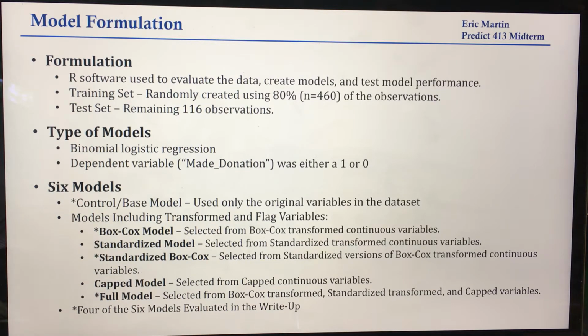A control-based model used only the original variables discussed above, and then the other 5 models used the dummy or indicator variables discussed from some of the papers, as well as transformation of the variables, including a Box-Cox transformation, a standardized transformation, a standardized version of the Box-Cox variables, capped continuous variables, and then finally a full model, which was selected from all of the transformed variables to see if any of them were selected. The write-up and the next slide only show 4 of these models, which are marked with asterisks on this slide.